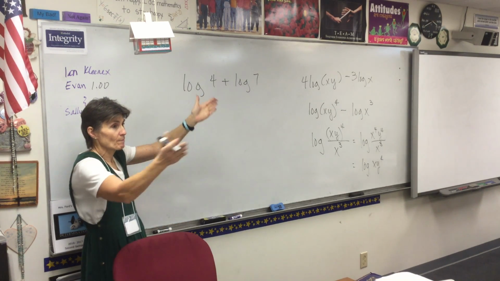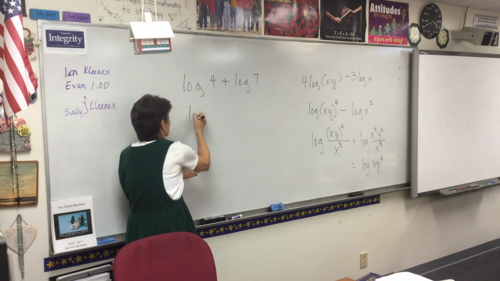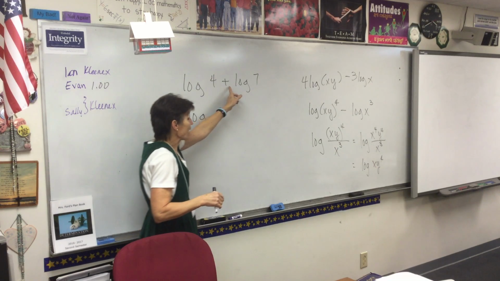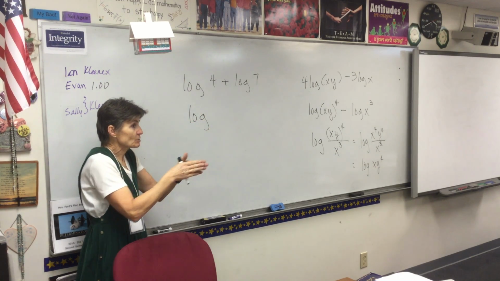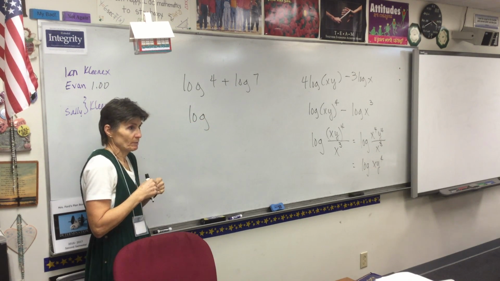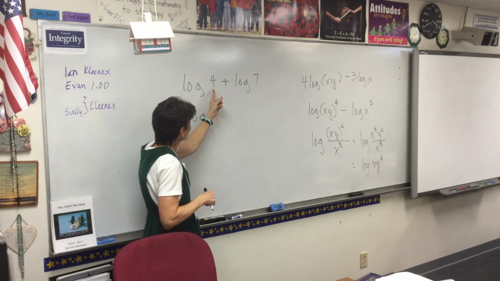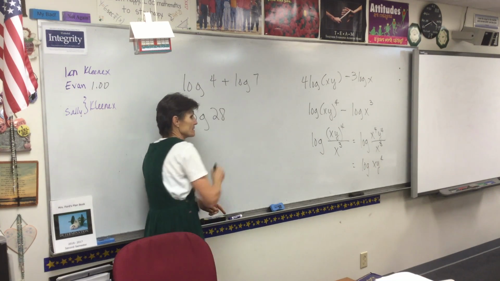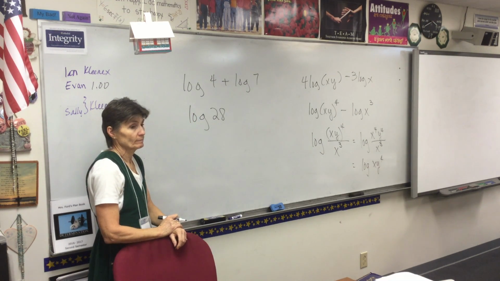What's going to happen here? I'm going to put these together, Max, into one logarithm. Right? Yeah. That's an add. So when I put them together, it's going to be a multiply. So I'm going to have 4 times 7 or 28. That's the answer to the question. Put them together.